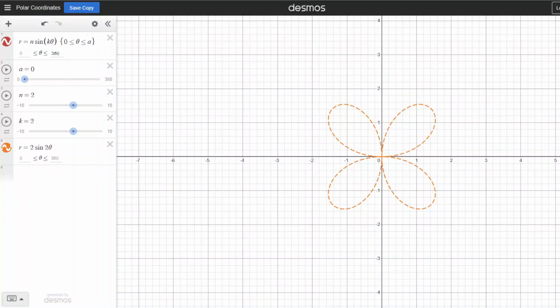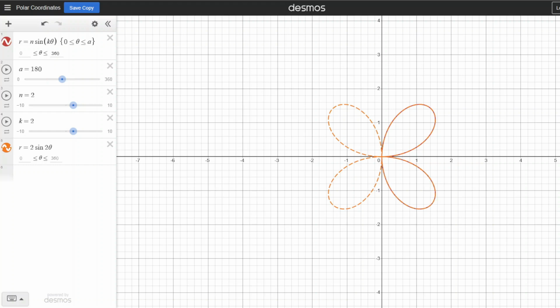I'm now going to trace the polar region along the orange dotted line by varying the angle of theta. The plot begins when theta is equal to 0 and r is equal to 0. When theta reaches 45 degrees, r is equal to 2, and we have plotted 1/2 of a petal. 1 petal is complete when theta is equal to 90 degrees or pi by 2 radians.